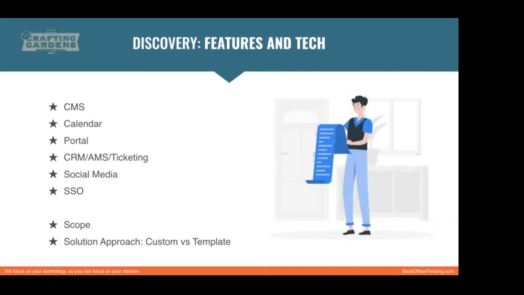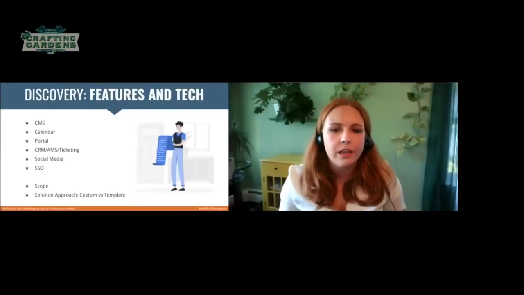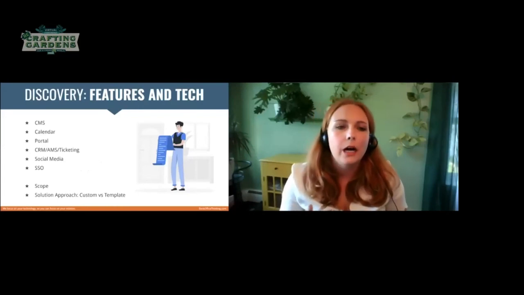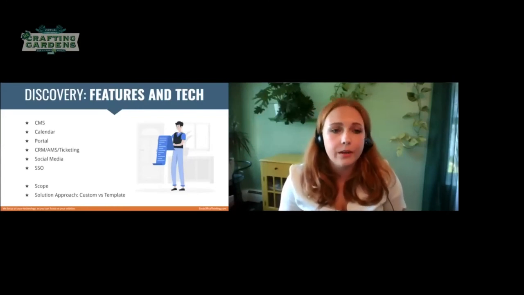So here we kind of do a little bit of inventory or a checklist. So you want to review your features and your technology. How is your website built now, or how would you want it to be built? Are you using a content management system, something like WordPress, Drupal, Wix, or maybe you have a custom site? Do you want a calendar? What does it look like now? What does it need? Do you have a portal for your members? Any CRM or kind of ticketing system? Do you want to include social media?